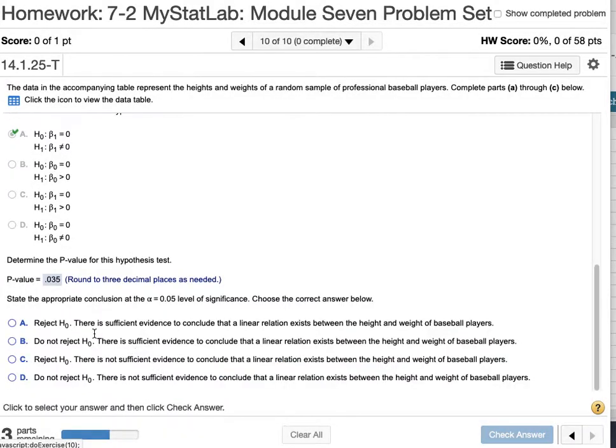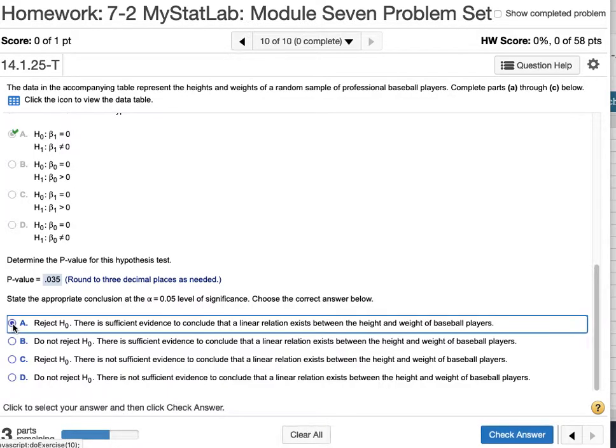All right, and then, so now at the 0.05 level of significance, we have to choose the correct answer below. So 0.05, so our p-value is smaller, so it's down in the tail. So it's away from the middle of the data. So reject the null hypothesis. There is sufficient evidence to conclude that a relationship exists between the height and weight of the baseball players. That's it.